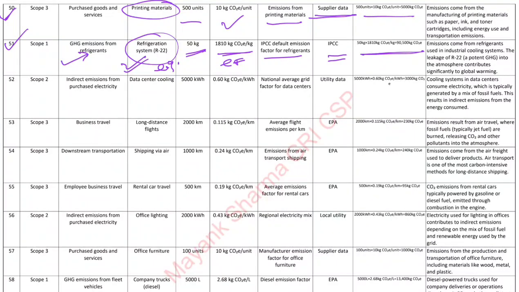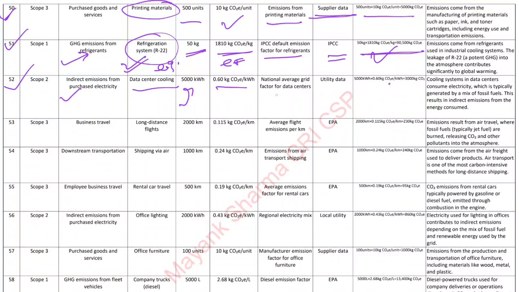There is a calculation: total quantity of the refrigerants multiplied with the emission factor. This is the calculation. The next example is scope 2, indirect emissions from purchased electricity for data center cooling, and the amount of electricity used was 5000 kilowatt. Okay, this is the emission factor.